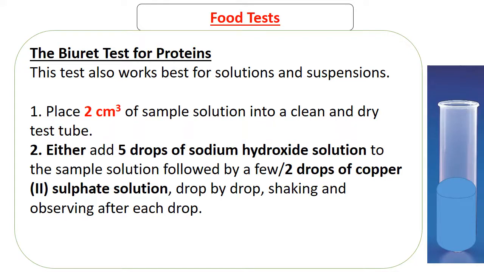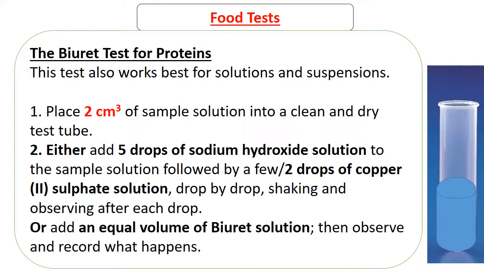If you haven't been given a Biuret solution, this is what to do. You add 5 drops of sodium hydroxide solution to the sample solution, followed by a few or 2 drops of copper 2 sulfate solution, drop by drop, shaking and observing after each drop. So you add 1 drop, you shake and you observe. Again, you add another drop, you shake and observe any changes.